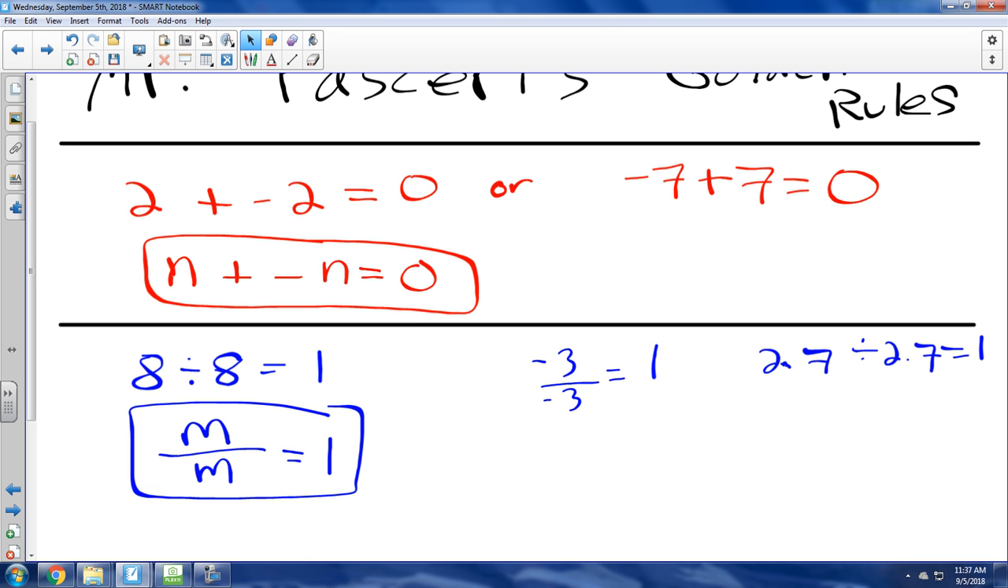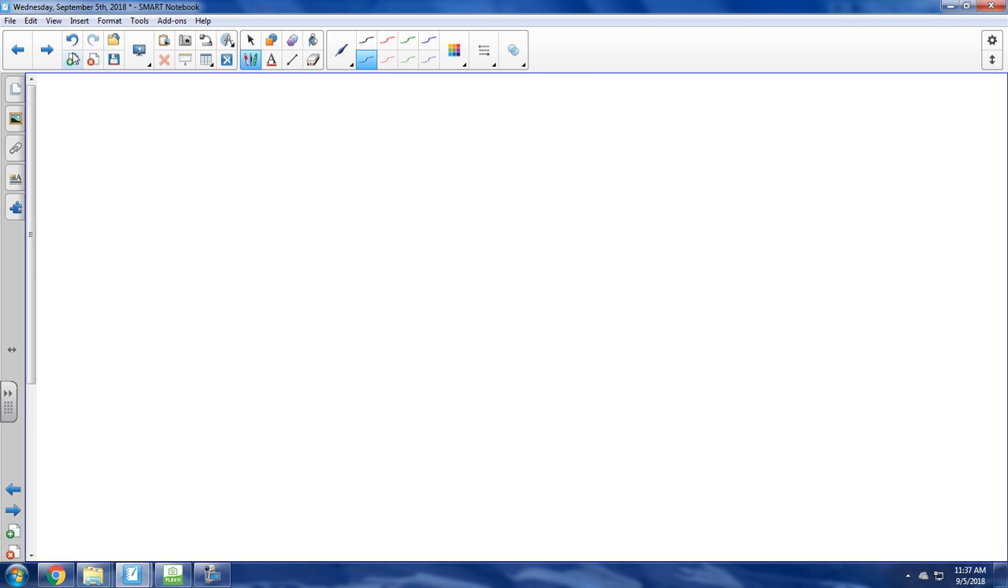Okay, it's time. Are you ready? Example 1. Okay, the first example will be this: negative 2 plus x equals 8. That can be the first example.